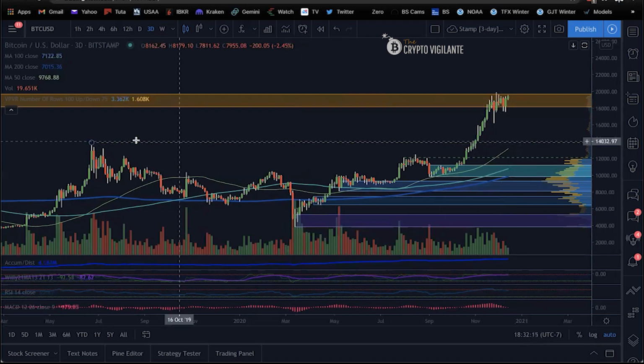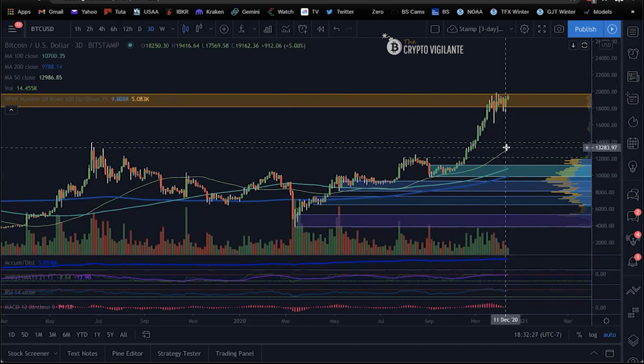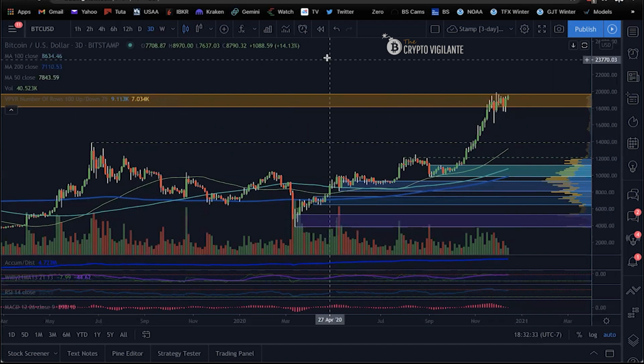Now, first of all, I just put these lines here. This is the 14K high from last summer. This is the 12K high from earlier this year. And this just seems like a reasonable area if we're going to pull back to test what was resistance in this area, pretty heavy resistance for years. And so let's start there.